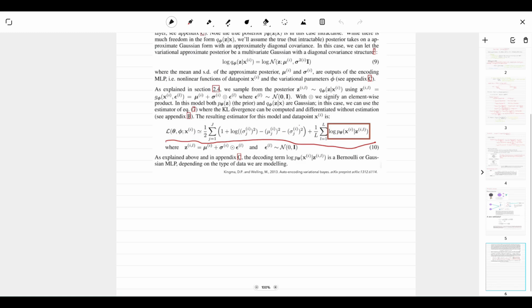This term measures the difference between the input image X and the reconstructed image X bar or X prime. So if you are modeling real valued data, where p theta of x given z is a Gaussian form, minimizing this term is equivalent to minimizing the mean squared error. And if you're modeling binary data or pixel values, then it is a Bernoulli form, and minimizing this term is equal to minimizing the binary cross entropy loss.